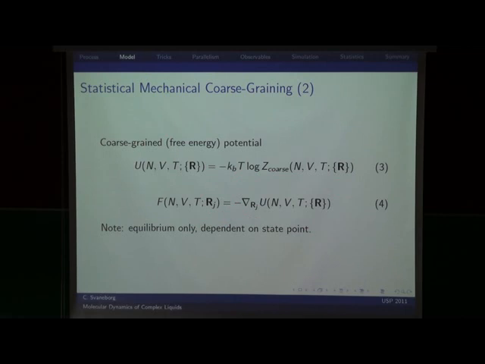But what you can see by doing this exercise is that we can only do it in equilibrium, where we know statistical mechanics applies. Furthermore, the force field now depends on the state point. It depends on the temperature. So you can change the temperature, and in principle we have to go through this entire equation once more to calculate the effective potential at a different temperature.